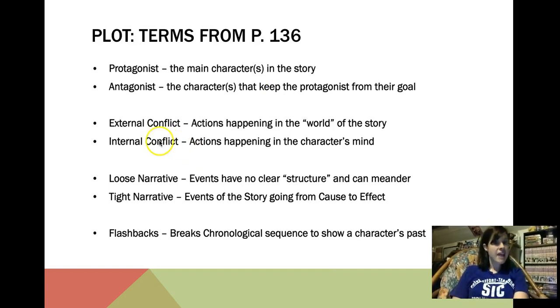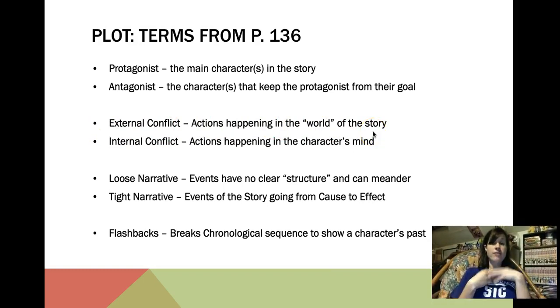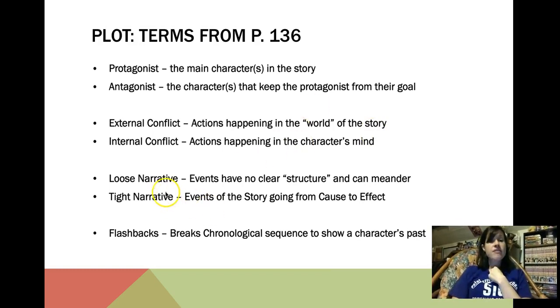Every story does have, though, either an external or internal conflict. External just means actions that are happening in the world of the story, so that are actually happening in real life, whereas an internal conflict is happening inside the character's mind. A loose narrative versus tight narrative. Loose narrative events have no clear structure and they can meander.